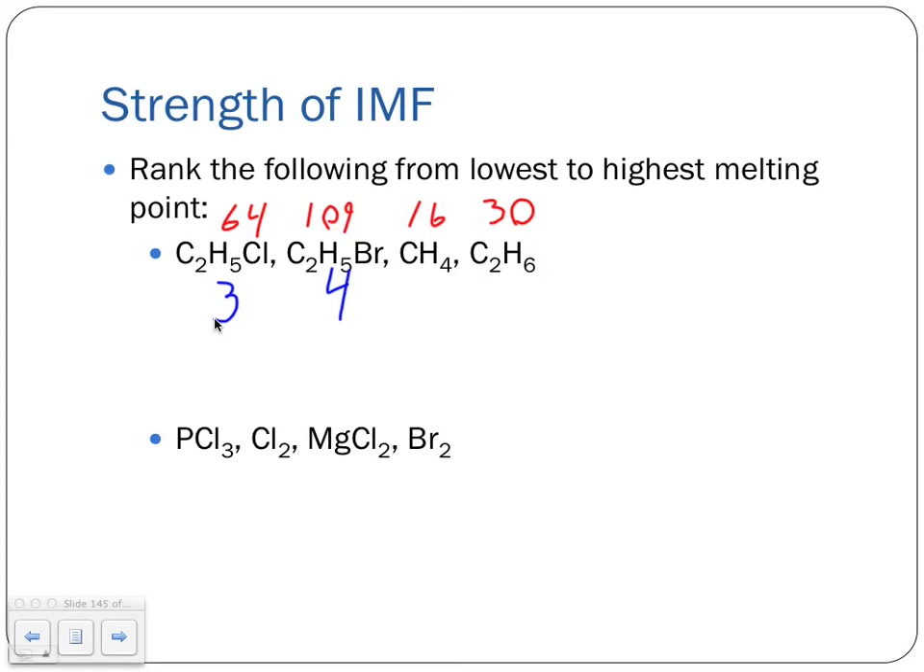So that's going to be number 2. And there's a big difference between the 16 and the 30. So that's number 1. And so, hey, we just got it right there. We don't have to look at anything else. All we have to look at is mass.